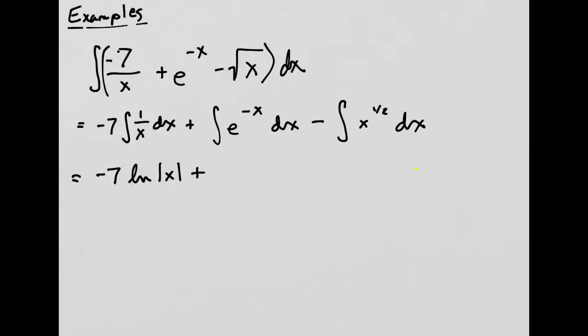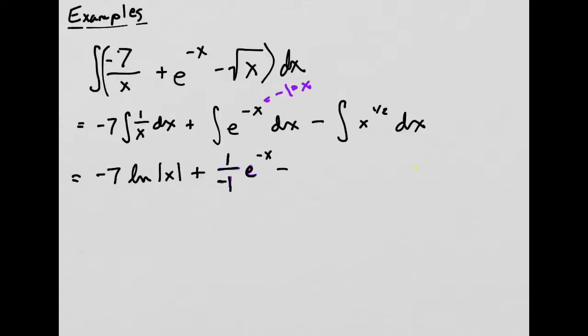Plus, and then you have e to the negative x. So I want to just point out this negative x is the same thing as negative 1 times x. So the antiderivative is not just e to the negative x. It is going to be 1 over that constant negative 1, e. Oh, I meant to do that in black. Okay, so that's 1 over negative 1 e to the negative x is the antiderivative of that guy.